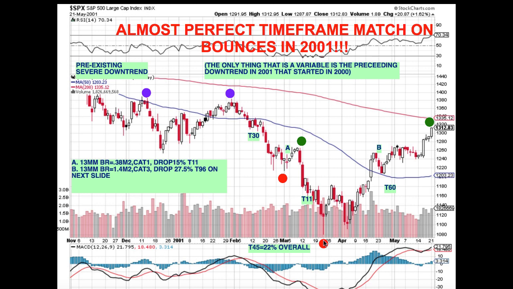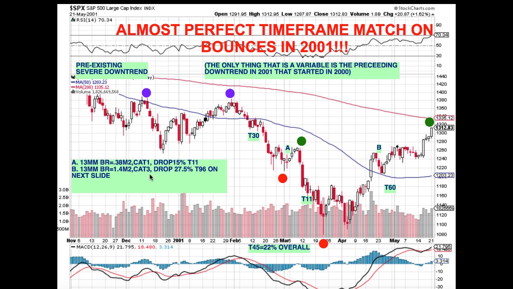We've also got a situation that resembles the current condition from the ratio perspective. If you look at this bounce A, it's a very small bounce, only a 0.38 ratio, with a magnitude 2 drop followed by just a small category 1 bounce. And in this case, it is followed by a 15% drop within 11 days. Now, bounce B is huge. Look at the ratio on this bounce B, guys. It's 1.4, magnitude 3. Magnitude 2, I'm sorry, cat 3.